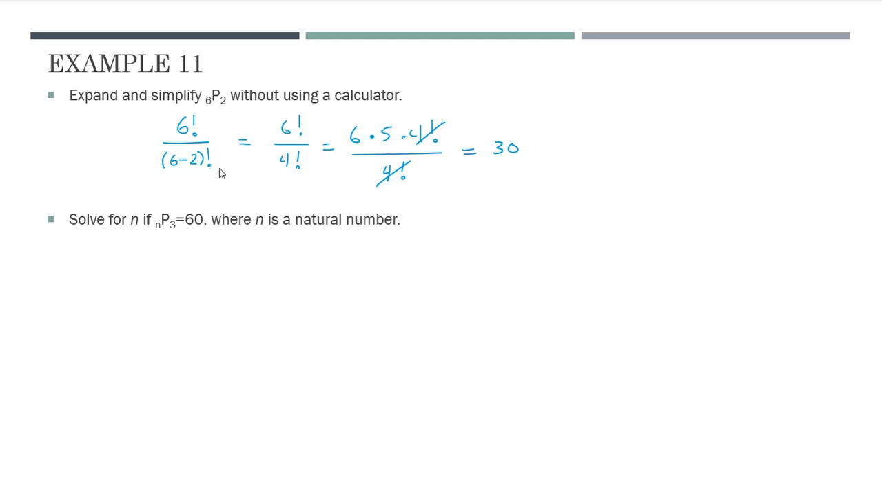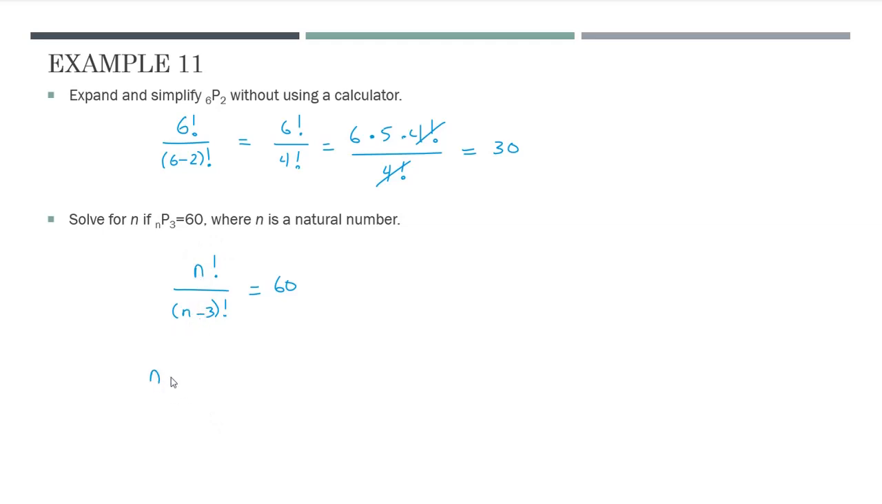Okay, so now that hopefully we remember doing that, let's solve for n if n pick 3 is equal to 60, where n is a natural number. So I'm going to go and write out my n factorial over n minus 3 factorial, and that's all equal to 60. So now I want to make it so I can cancel out something on the bottom and the top. So I'm going to make it so the numerator also has an n minus 3 factorial.